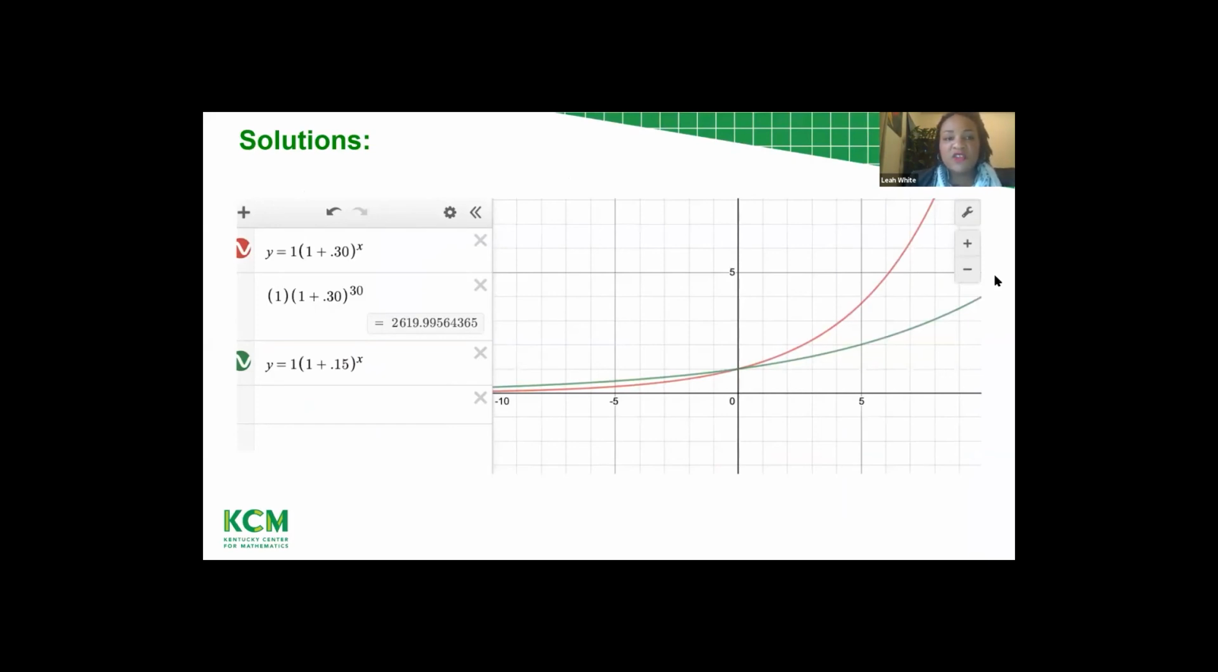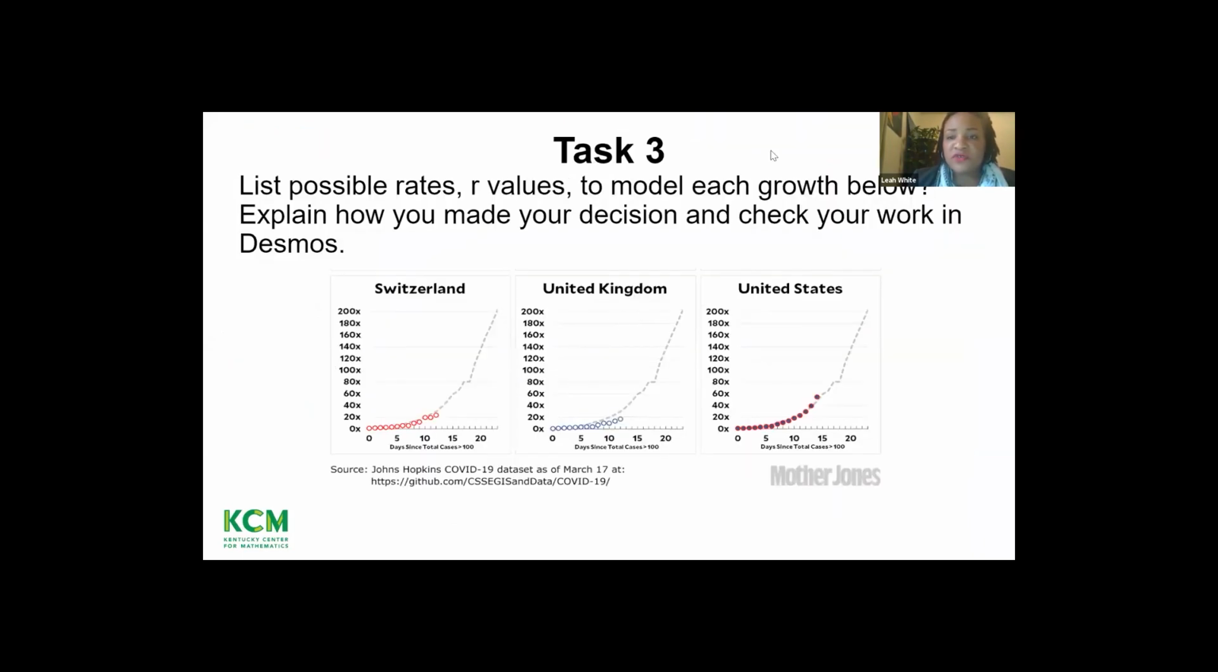So some things that students could do, I just snipped a picture from Desmos of some different graphs that I could make with different rates. And you could do that as well with your students or have your students do those. And then there's another task here that I pulled from the same article that you could do some of the same things. What are some possible R values that can model the growth? Explain how you made your decision, check your work in Desmos.